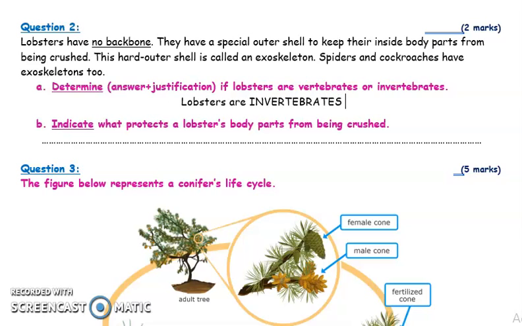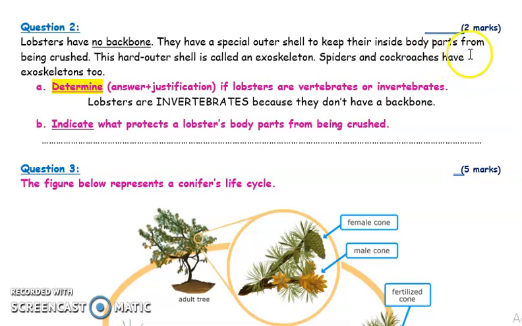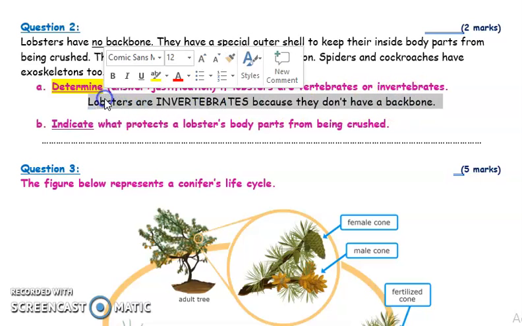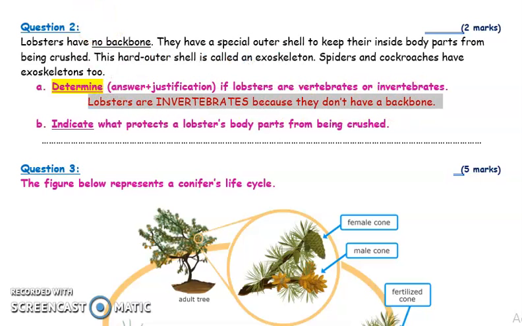Each time I ask you to determine something, don't forget to tell why. Lobsters are invertebrates because they don't have a backbone. It's the text who told us this, that lobsters have no backbone. Lobsters have no backbone, so they are invertebrates.